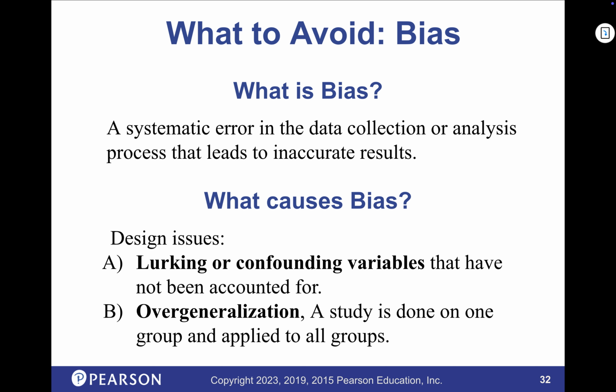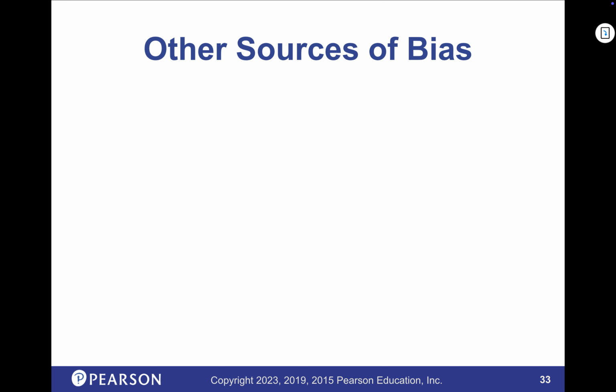Overgeneralization. Now, this is sort of after I've done things, if I've done my research, and then I apply it to everybody. I had one sample, maybe one classroom. Hey, I taught them and they did great, so it's going to work for everybody. That's overgeneralization. Maybe it worked for other reasons. Okay, so that can create bias.